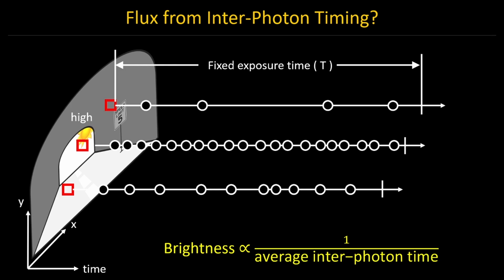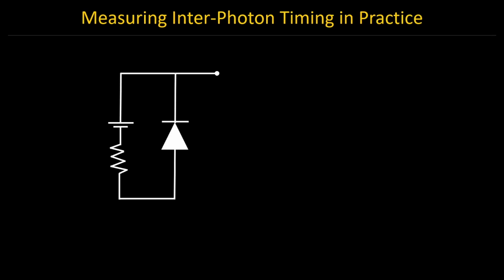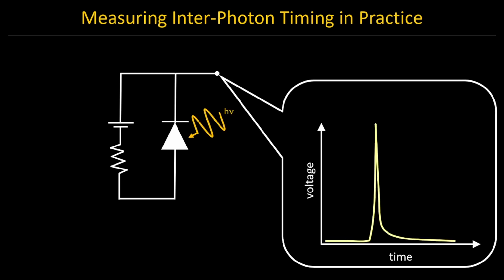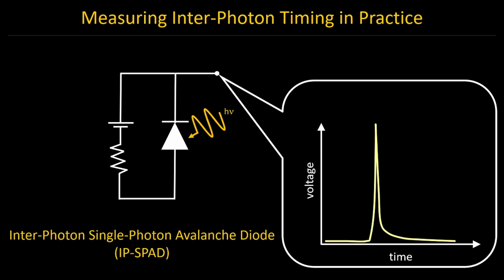But how do we measure this interphoton time in practice? We use an image sensor called single photon avalanche diode, or SPAD. SPADs have the unique ability to precisely time tag individual photons. We call our method interphoton SPAD, or IP SPAD.